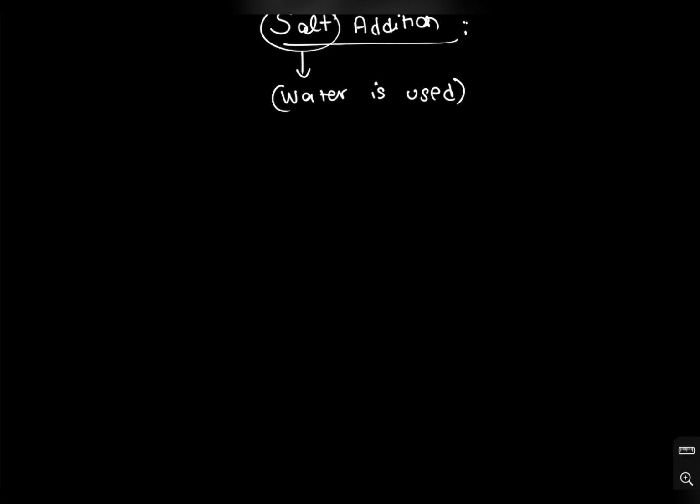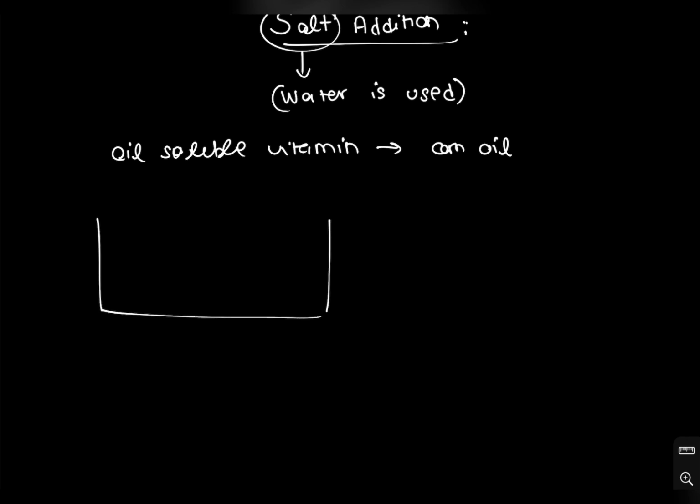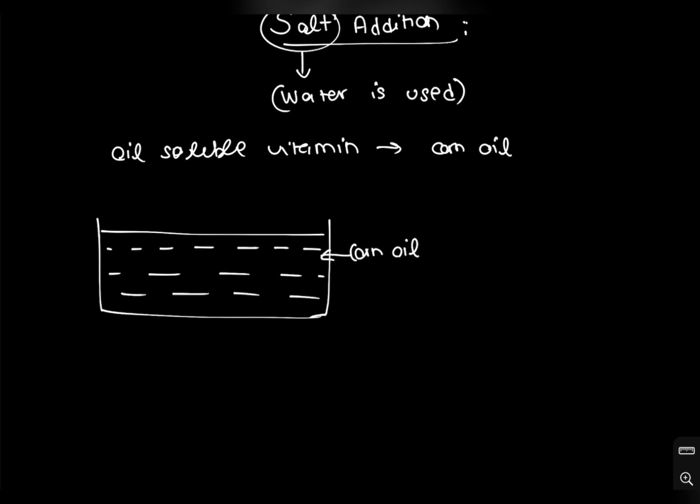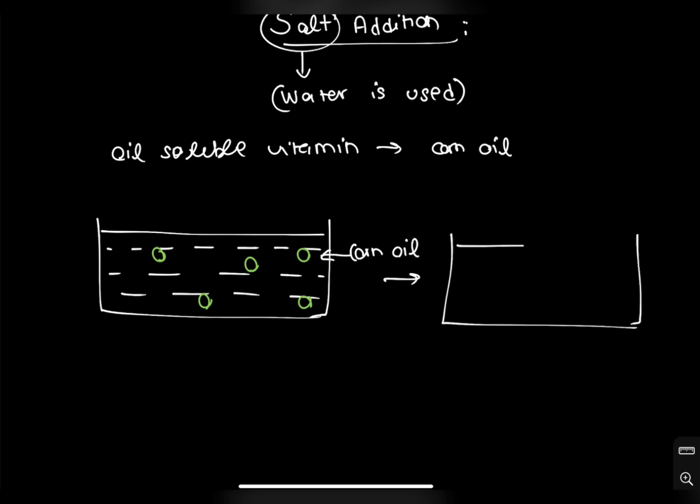Let's say we take an oil soluble vitamin, and we dissolve this in corn oil. Okay, so let's say this is the oil soluble vitamin in corn oil. This is corn oil, and this is the oil soluble vitamin. We are going to be dissolving this, which gives you a clear solution, right? So this is a solution. This is vitamin.